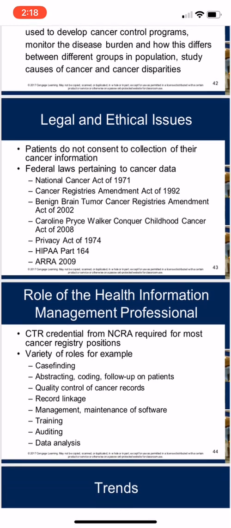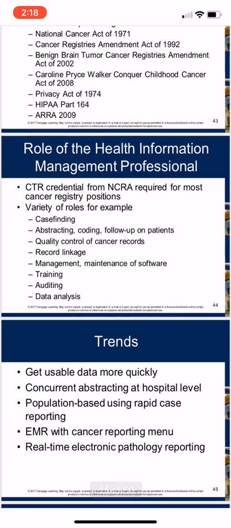All right, and we're going to finish up with the role of the health information professional. So HIM professionals play a key role in cancer registries. Most of the positions in the cancer registry require the CTR credential from the NCRA. Graduates of HIM programs hired by a cancer registry must have earned a C or better in the 2 semesters of human anatomy and physiology and obtain 1 year of experience prior to being eligible for the exam. The exam is only offered 3 times a year, March, June, and September.